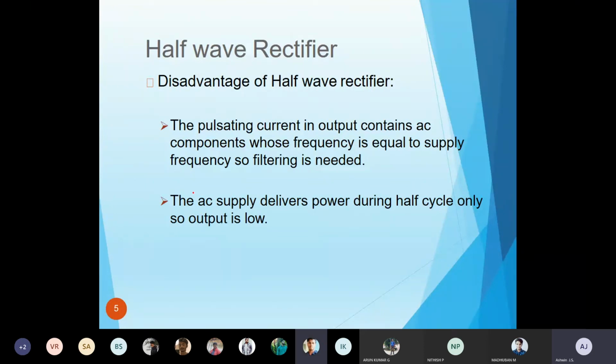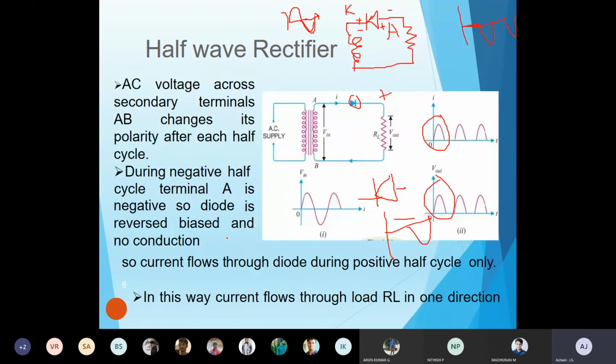Okay, so let's see the second disadvantage. The AC supply delivers power during the half cycle only, so the output is low. See here, I am giving the full cycle, one positive and another negative. I am getting only one half, so the power would be half of the power I should be getting.